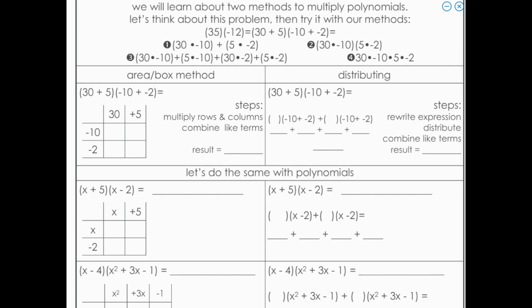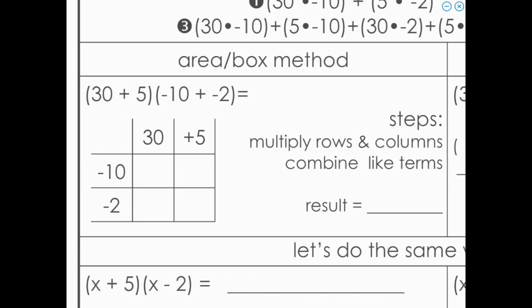Okay. The first one is called the box method. That's how I call it. It's sometimes referred to as the area method. But the box method is used to help organize what you're doing into boxes, just like the name states.